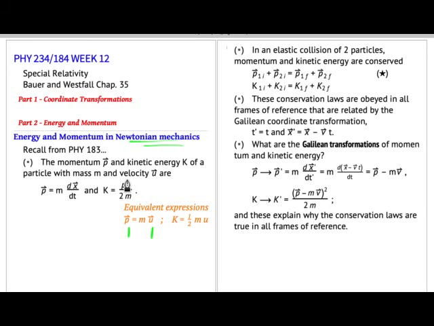K is p squared, I see I have this wrong. K is p squared, which would be m squared u squared, divided by 2m. So that's 1/2 mu squared. 1/2 mass times velocity squared is kinetic energy. Now, kinetic energy is not a vector. As far as three dimensions is concerned, kinetic energy is a scalar.